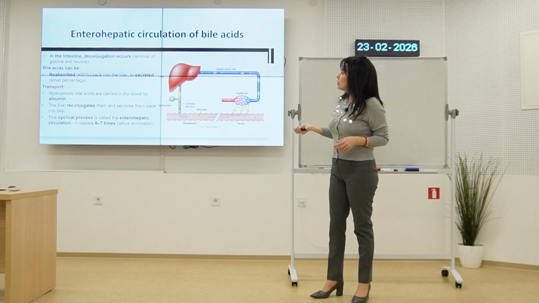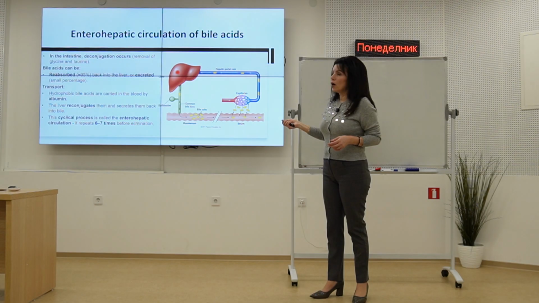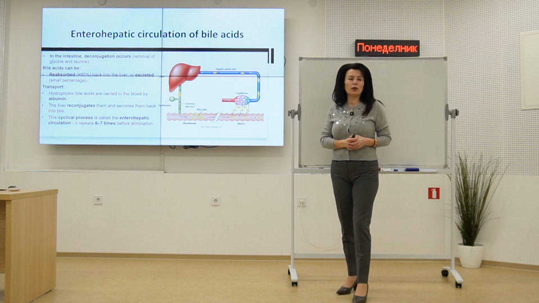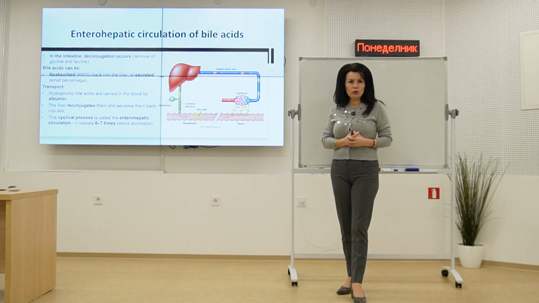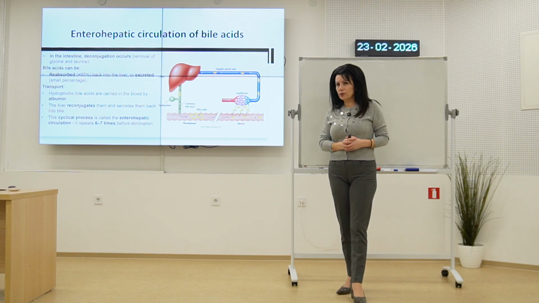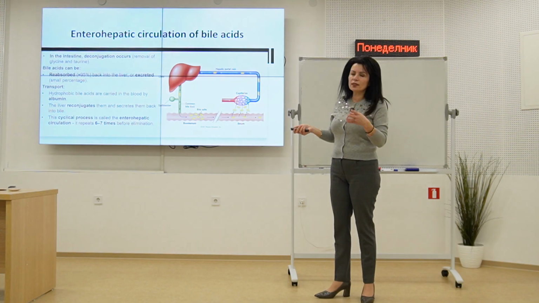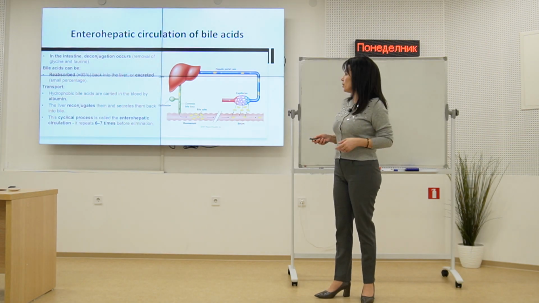And almost 95% of bile acids are reabsorbed back to the liver. This is called enterohepatic circulation of bile acids. And they can be used again and again. Here maybe 6-7 times they can be reused.